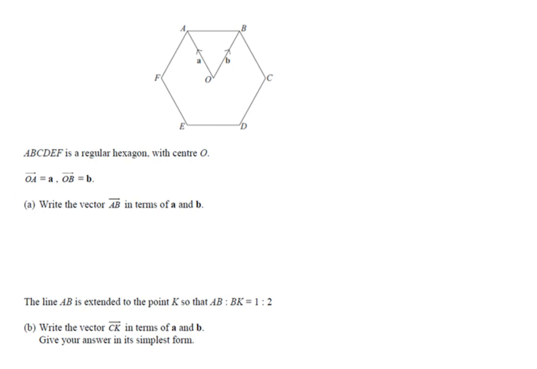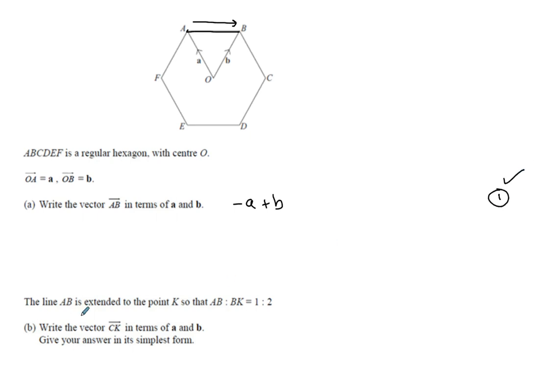Vectors aren't so odd. They're not alien-y. Let's look at this. A, B, C, D, E, F is a regular hexagon with center O. OA equals A, OB equals B. Write the vector AB. So we need to find that. Just put it that way there. So again, we can't do that, so we have to go all the way round. So we're going from A to O, so minus A plus B. And that'll give you that 1 mark there already.